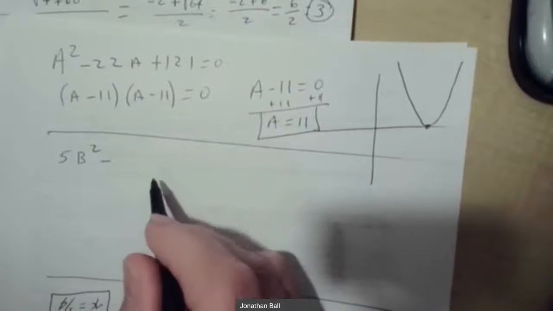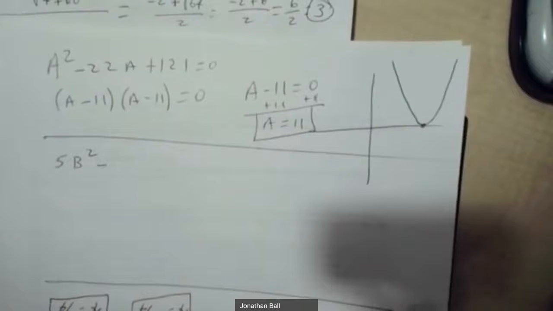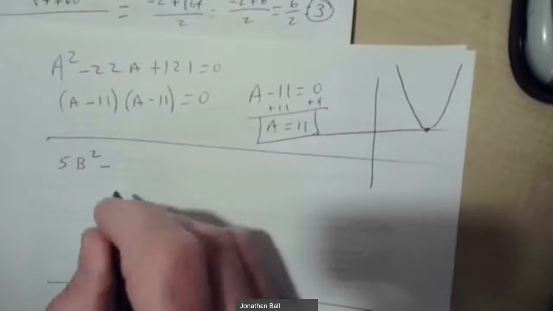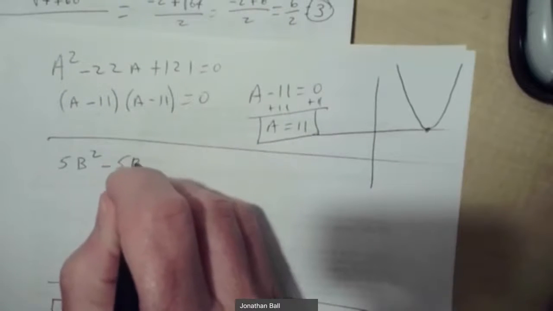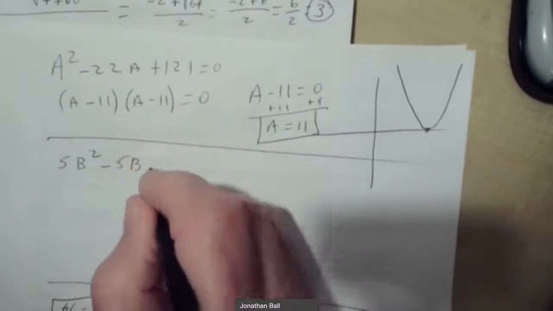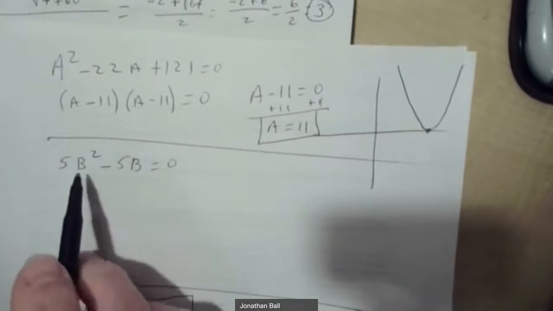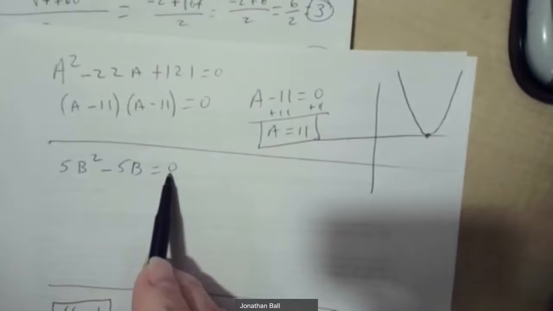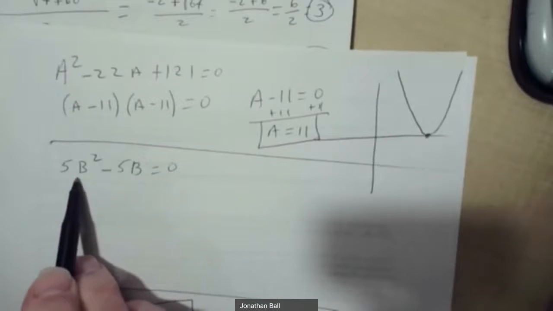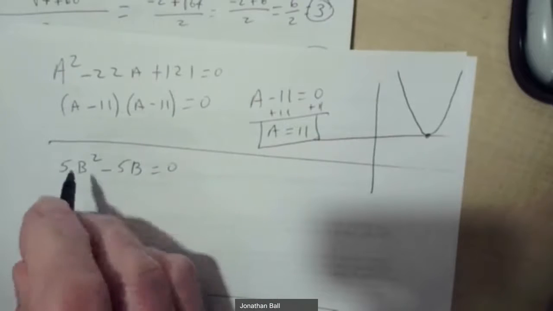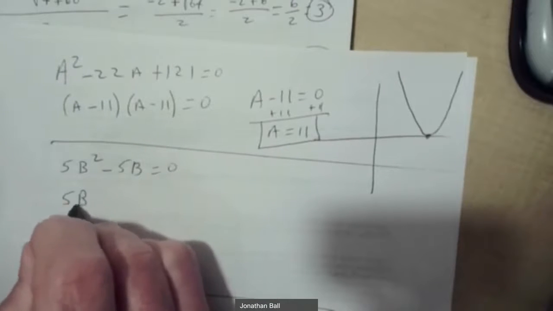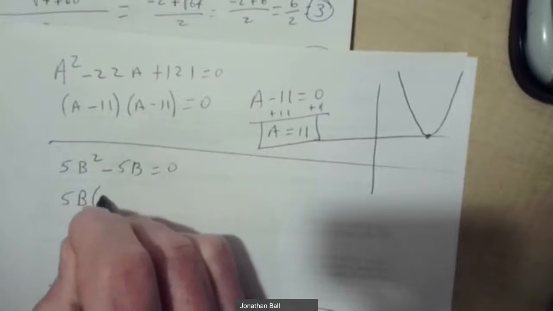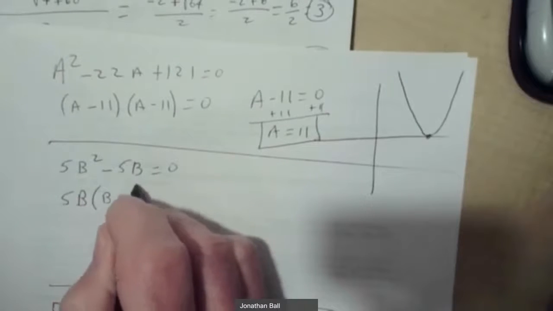See if that'll work. 5b squared minus 5b equals 0. Is there anything we can factor out of both? First of all, we're already set to 0. So what can we factor out of both of these? 5b, open, b minus 1.